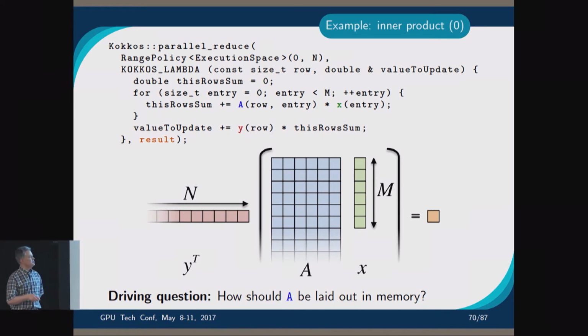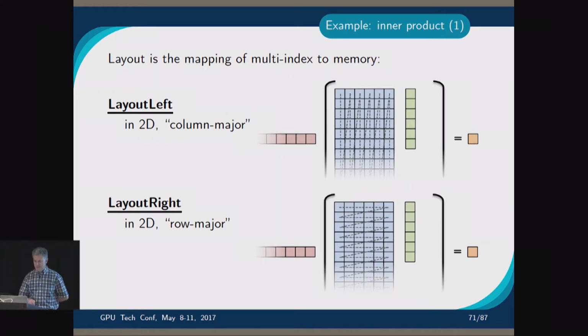It's pretty obvious for the one-dimensional. It's just put them contiguous. But how should A be done? Should it be done column major, the way Fortran does it, or row major, the way C does it? What's the best way to do it? In the interest of time, I'm not going to bait the discussion right now.